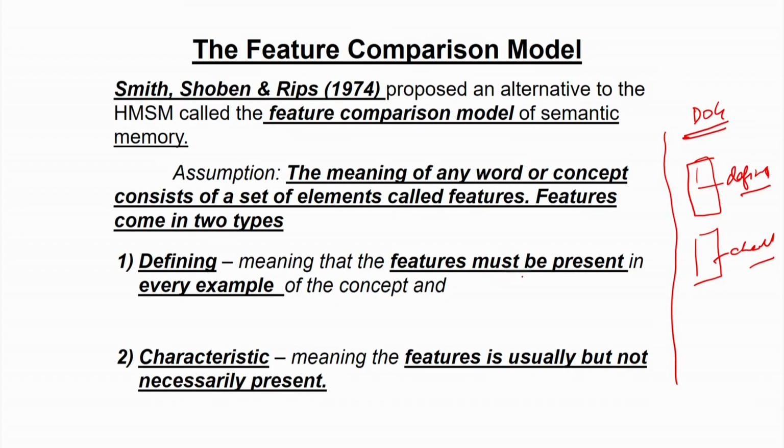So, the meaning of a word or concept consists of a set of elements called features, and features generally come in 2 types. Defining features must be present in every example. So, every dog should have them: 4 legs, barking, a tail, or man's best friend is what most dogs should have, and so these are defining features. Characteristic features are those which are usually, but not necessarily, present. For example, barking, as I said, or a big tail, drooping ears, long teeth. These kinds of features may or may not be there, or a glossy skin, or the height.